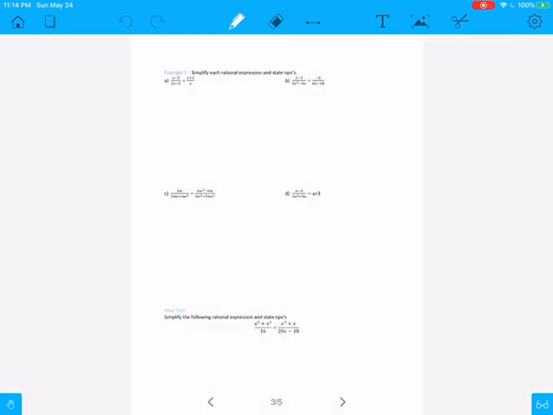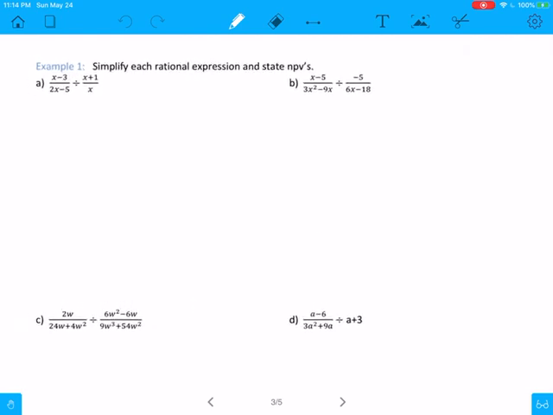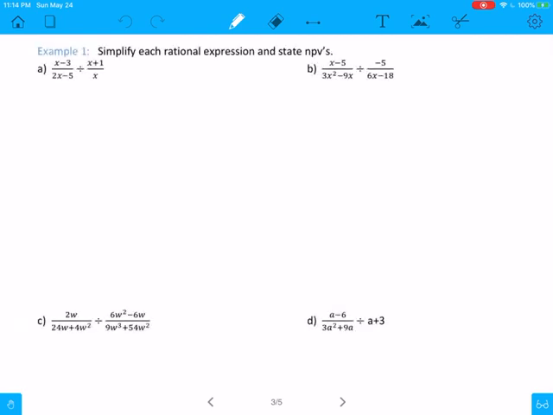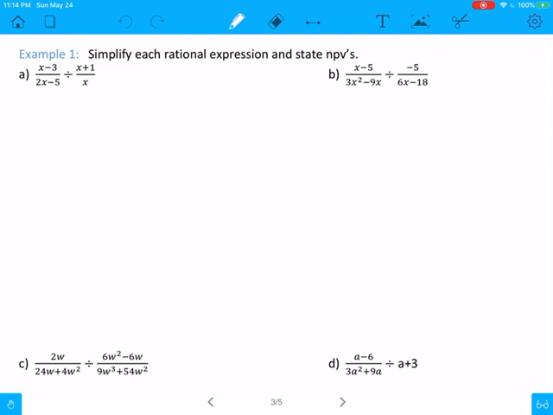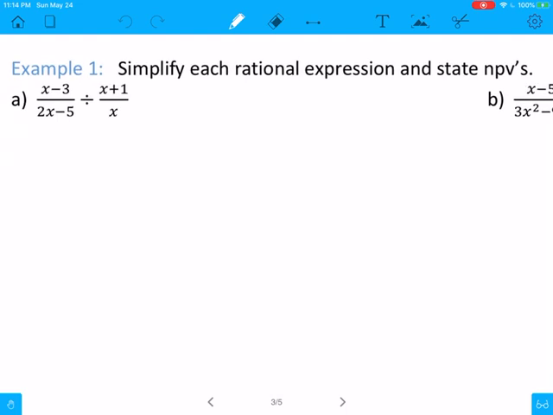So we're going to go to the next page. Simplify each rational expression and state non-permissible values. So this time it's division, so we're going to do the same steps as multiplication. The very first step is GCF and difference of squares, all the tops and the bottoms. I look at the top left, it's x minus 3. I can't do anything to that, so it's just going to stay x minus 3 in brackets. Then the bottom left denominator, 2x minus 5, I can't do anything to that, so it's going to say 2x minus 5.